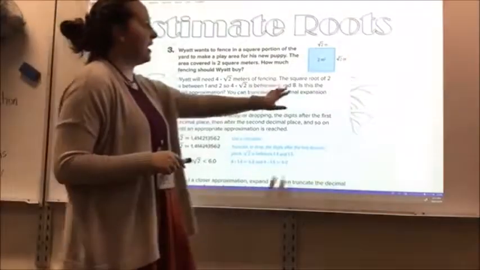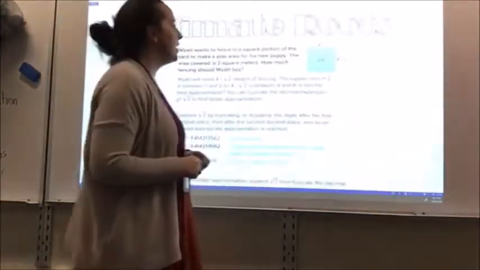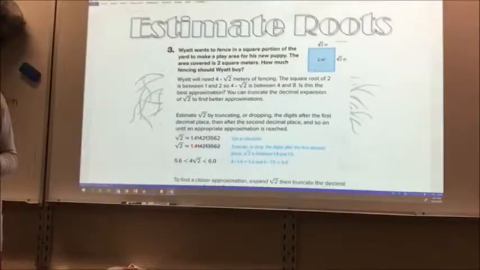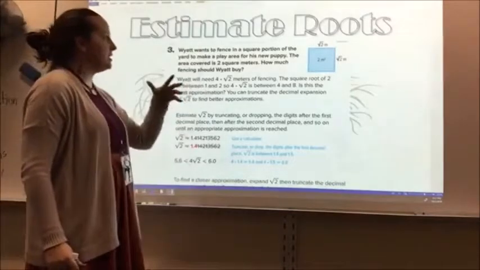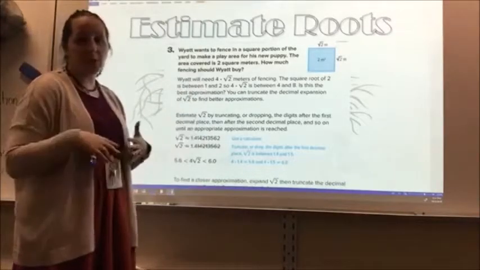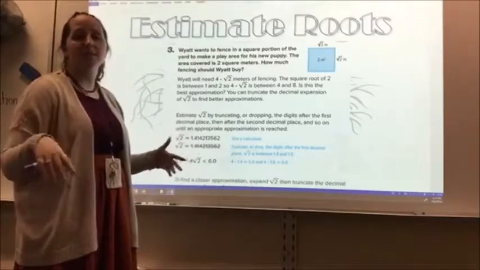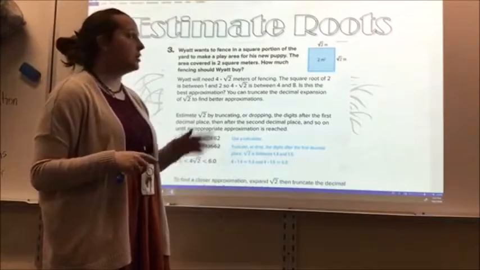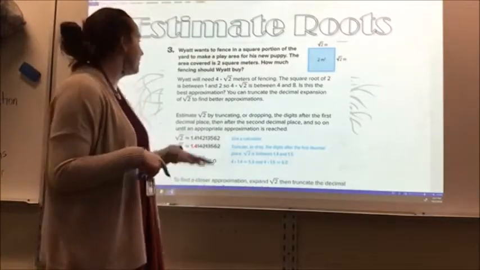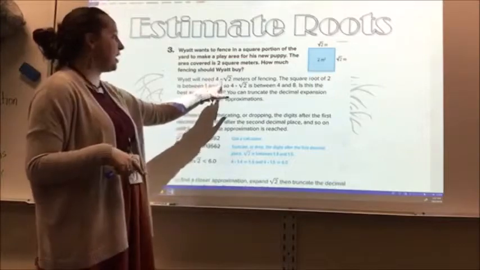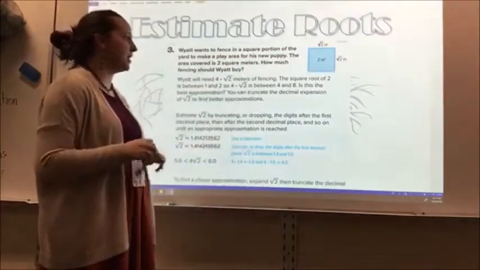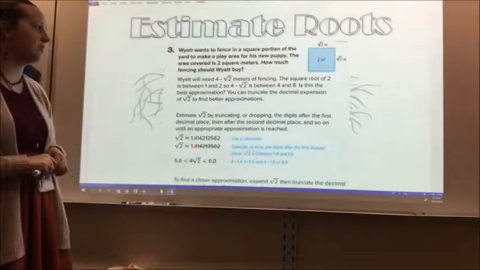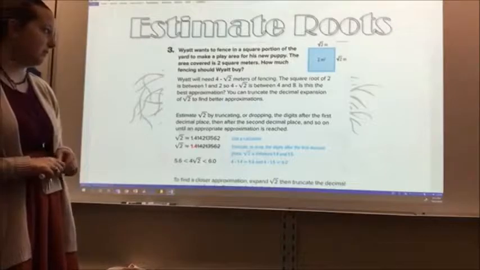So here is my area, my playpen for the puppy. Square root of 2 and the square root of 2 are my two sides, which is what they told me in the problem. So Wyatt will need, because he's dealing with a fence, that's the perimeter. Perimeter, if it's a square, is 4 times whatever the length is, or it's 2 times the length plus 2 times the width. So Wyatt will need 4 times the square root of 2 meters of fencing. Square root of 2 is between 1 and 2, so 4 times square root of 2 is between 4 and 8.